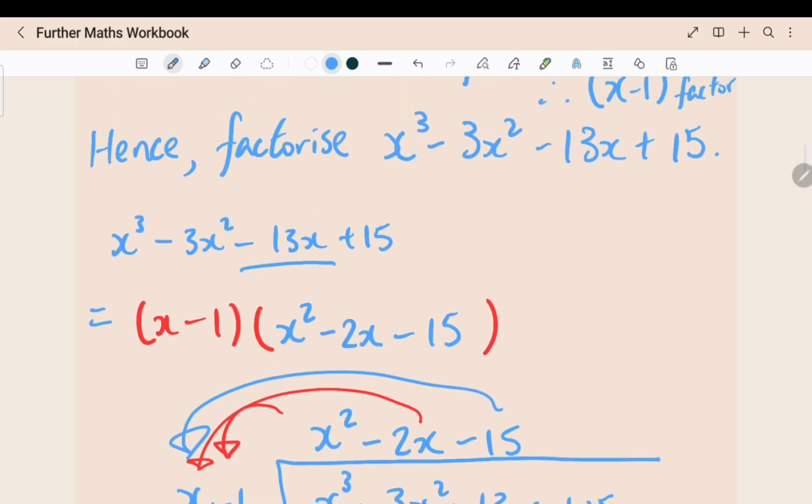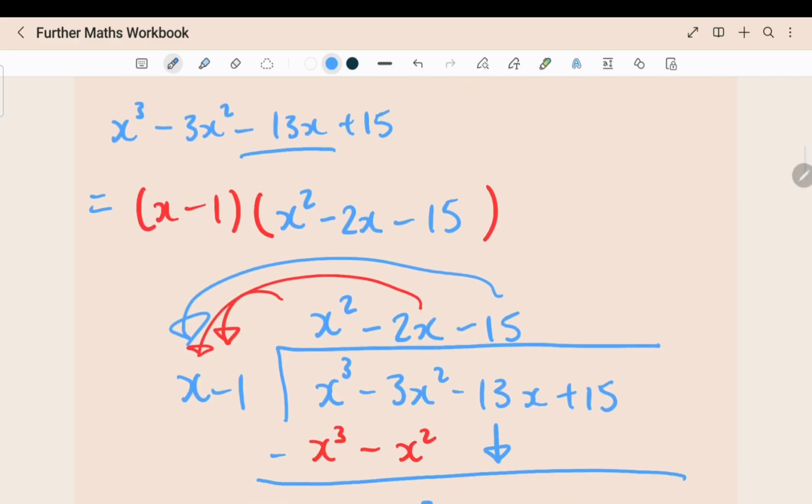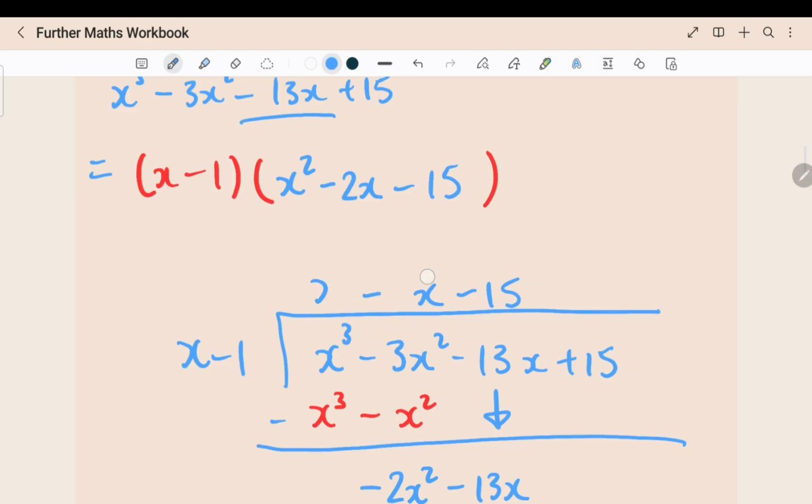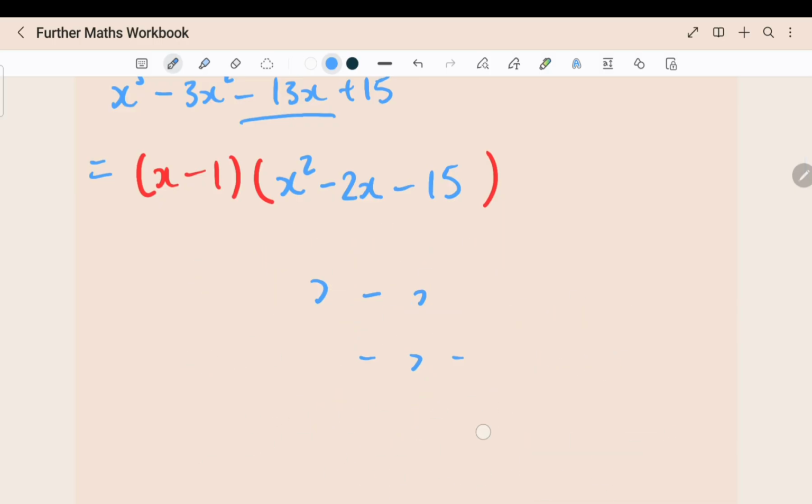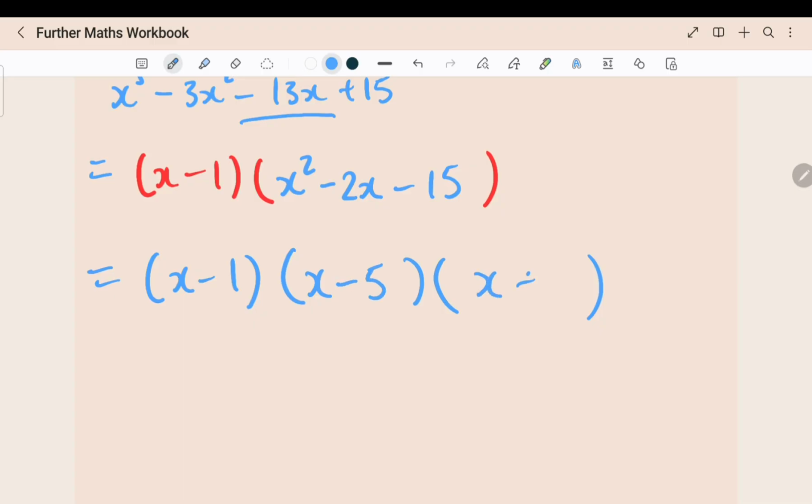But we're not done yet, because we can still factorize the quadratic. So if we factorize the quadratic, we want to find two numbers that add to minus 2 and multiply to minus 15. And I think the two numbers will be minus 5 and plus 3.